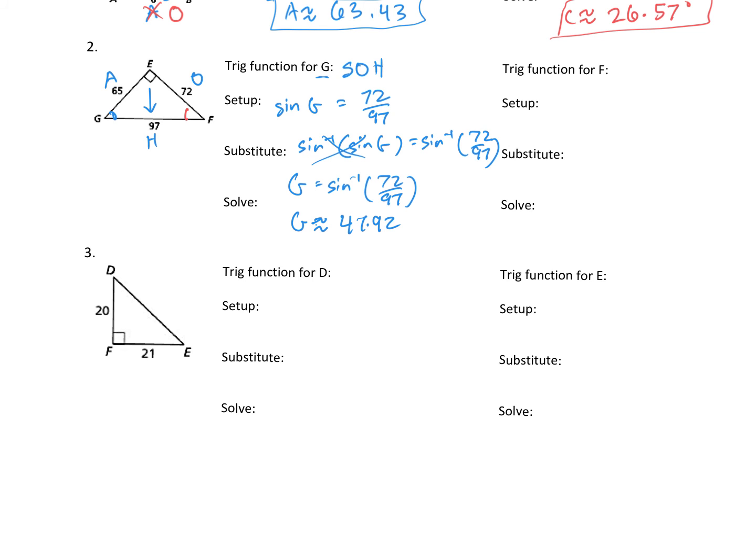Let's do the same thing, but now for F. I'm going to mark F. I'm going to cross these out. My hypotenuse stays the same. It's always going to be hypotenuse. But this is now going to be my opposite, and this is now going to be my adjacent. For F, I'm going to use sine again, just because. So sine of F is now 65 over 97.